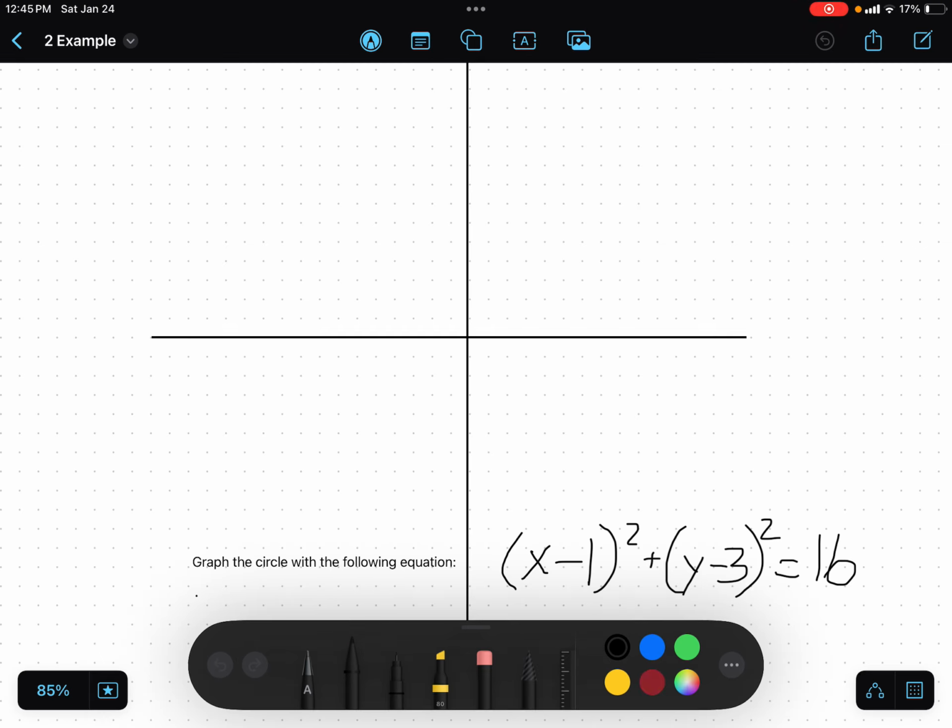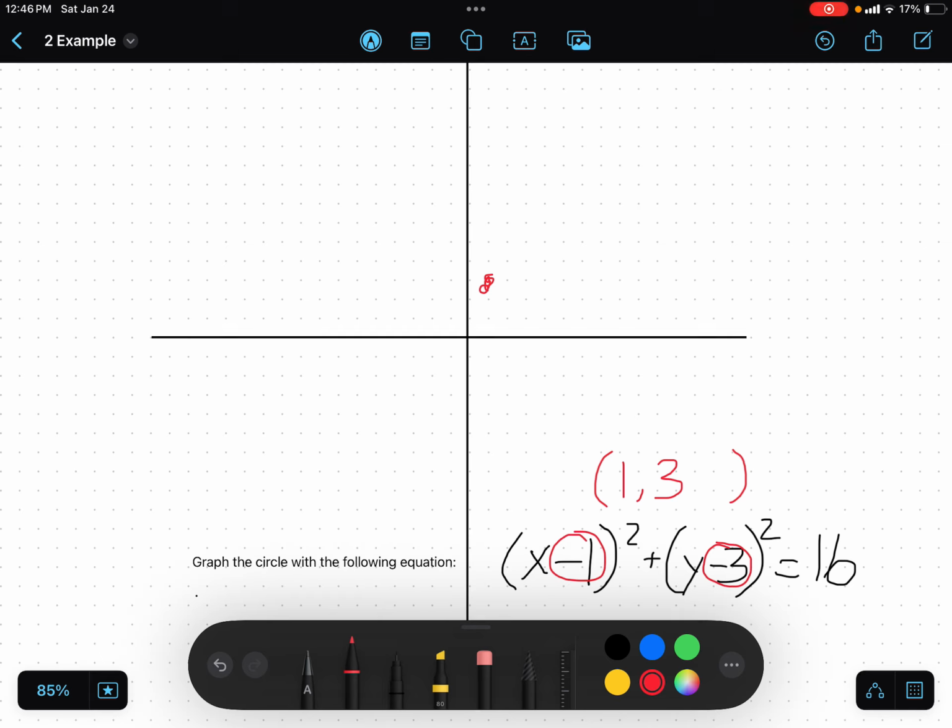Well, let's get busy. We are first going to start by plotting the center. Because, of course, we remember that these signs are opposite of what they are, we can see that our center is going to be +1, +3. So that happens right there.